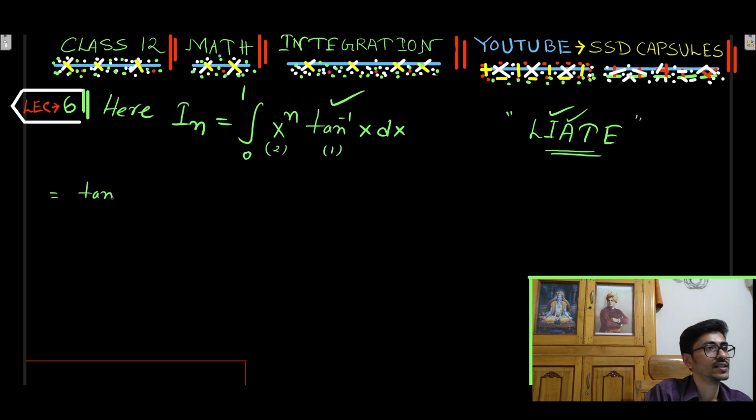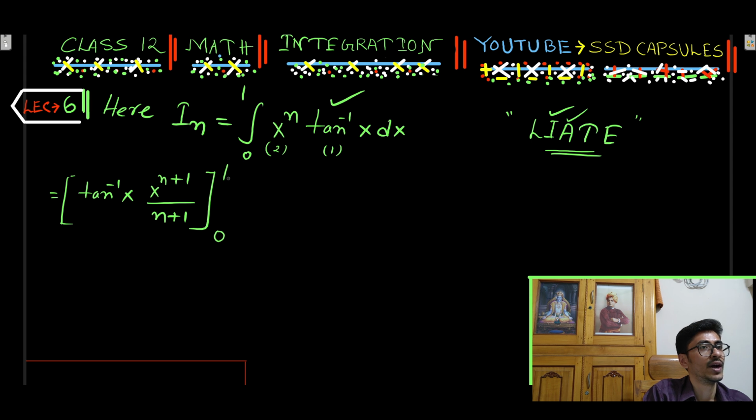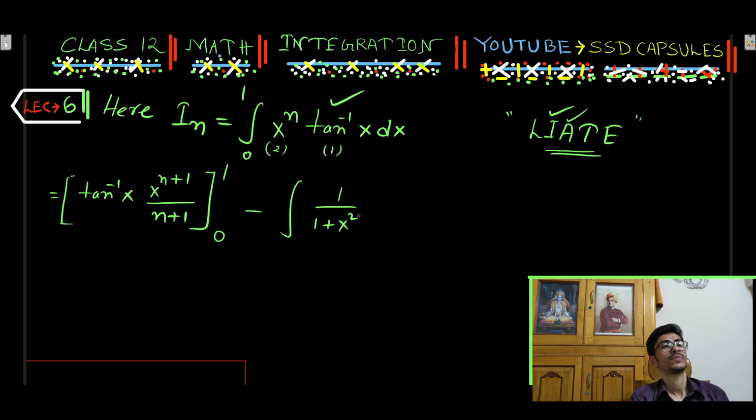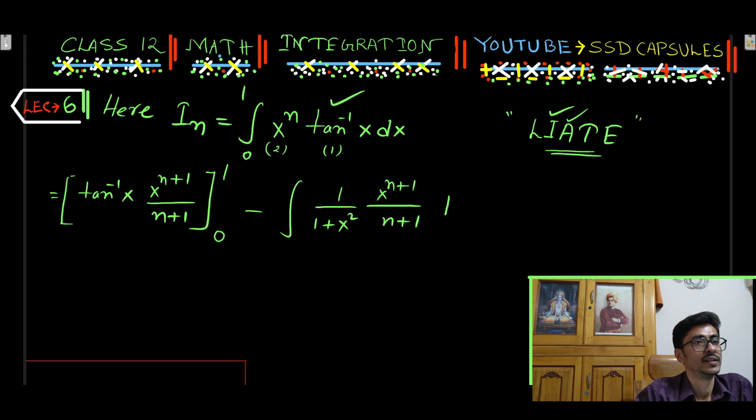I_n equals tan inverse x times the integral of x to the power n, which means x to the power n plus 1 by n plus 1, from 0 to 1, minus the integral of d/dx of the first function. So d/dx of tan inverse x means 1 by 1 plus x square, times x to the power n plus 1 by n plus 1 dx from 0 to 1. Hope you have understood this.